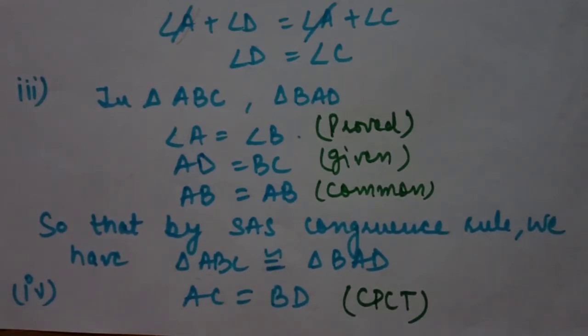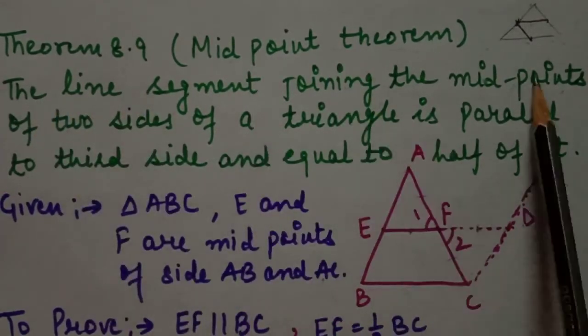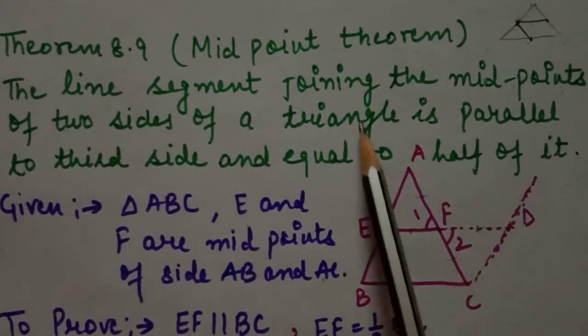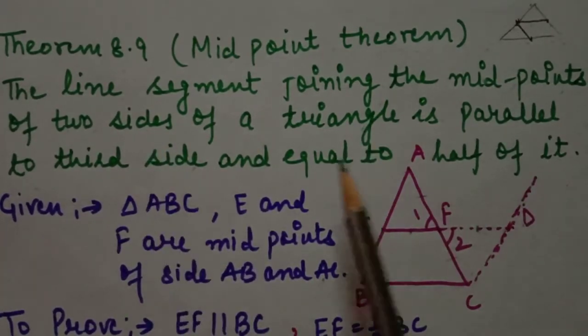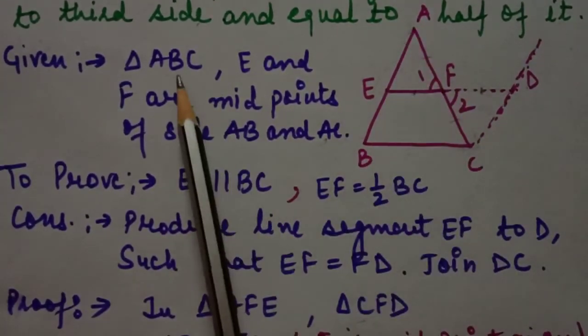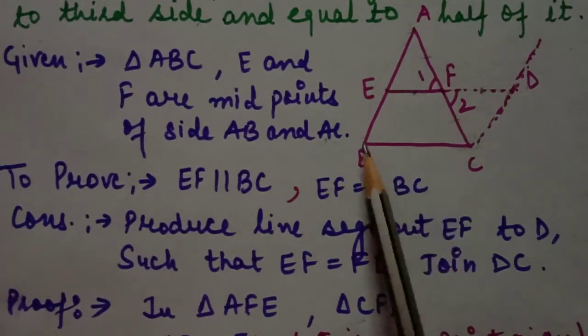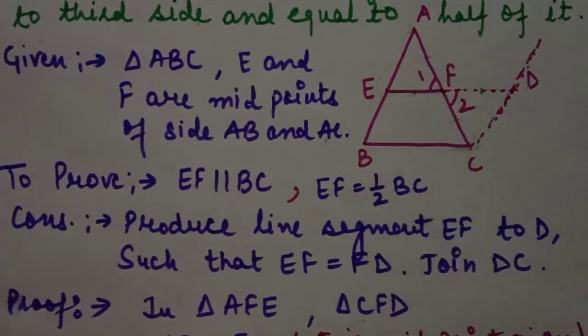Now students, we want to revise a theorem, the midpoint theorem, theorem 8.9. Midpoint theorem, theorem 8.9: the line segment joining the midpoints of any two sides of a triangle is parallel to the third side and equal to half of it. So we will start with the help of a diagram. This is a triangle ABC given, E and F are the midpoints of sides AB and AC. To prove, we have to prove that EF is parallel to BC and EF is half of BC.